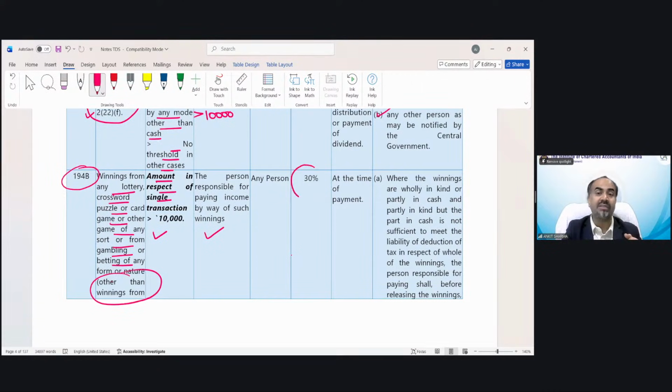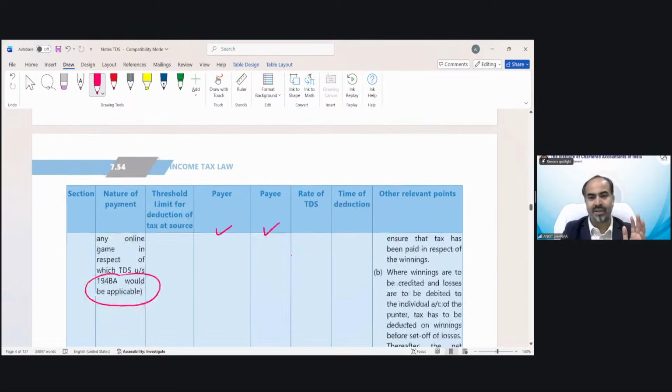The rate of TDS is huge, 30%. This is the highest rate of TDS under TDS provisions. At the time of payment, TDS is required to be deducted. Again, the same concept as in case of kind or cash. If the winning is in cash or kind, and if the cash or kind is not sufficient to make the payment of TDS, then it is the liability upon the payer to deposit the amount of TDS after collecting from the winner, etc., whatsoever the reason.